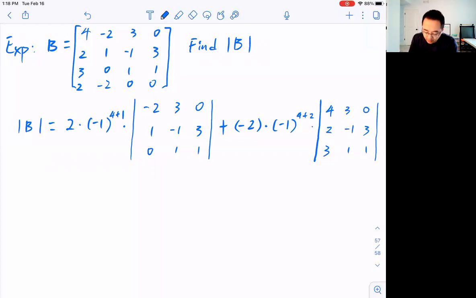So let's keep going then. -1 raised to the fifth power is -1. So we have -2 now. -1 times 2 is -2. Now I have to find the determinant of this 3 by 3 matrix right here.